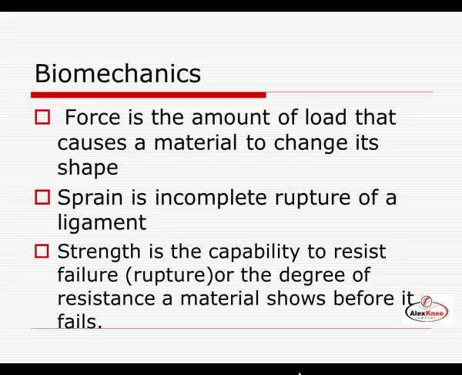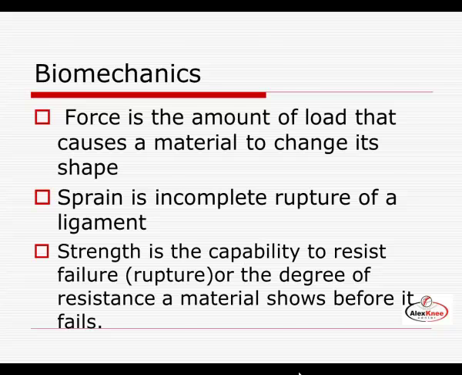What's a sprain? A sprain is an incomplete rupture of a ligament, when the force is so much that the deformability and the stiffness, that's the resistance to deform the shape, cannot withstand this force. A sprain will occur. What's a sprain? Incomplete rupture of a ligament. And finally, what's the strength? Strength is the capability of the ligament, or a material in general, to resist failure, I mean rupture. In other words, it's the degree of resistance a material shows before it fails.